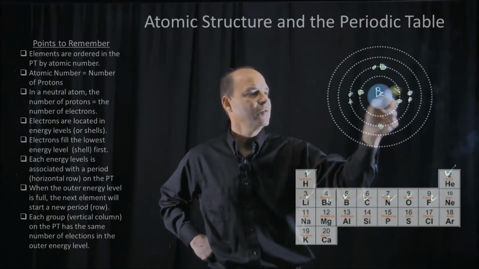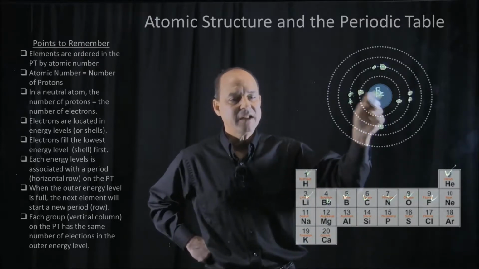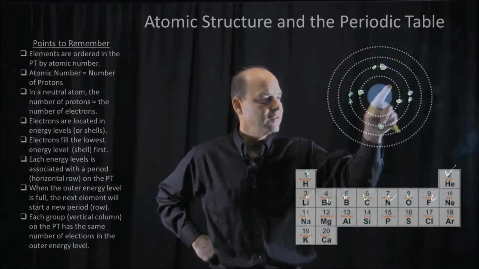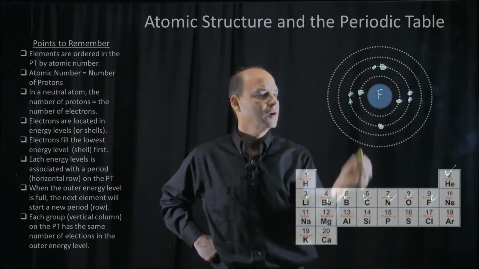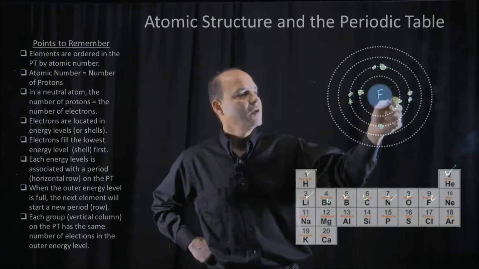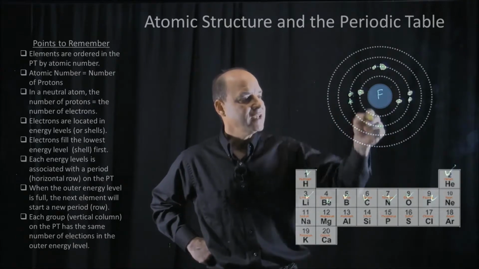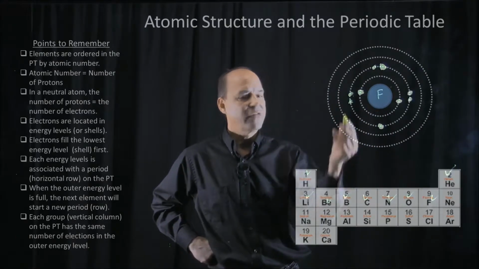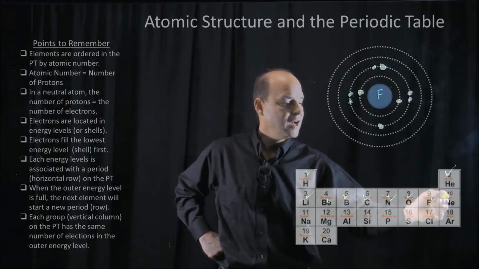1, 2, 3, 4, 5, 6, 7, 8, 9. I've got 9 electrons. This is no longer beryllium. If it has 9 electrons, it's going to have 9 protons. This is fluorine. All right? 2 in the first. 1, 2, 3, 4, 5, 6, 7 in the second energy level. That's fluorine. Now, I'm almost to the end of the row with neon.